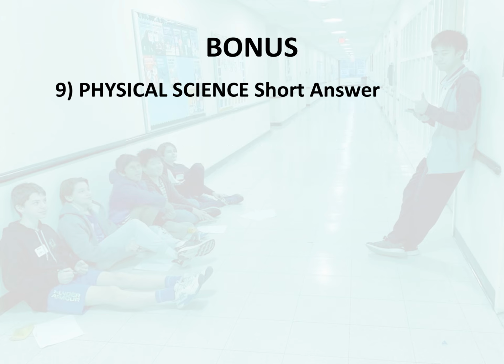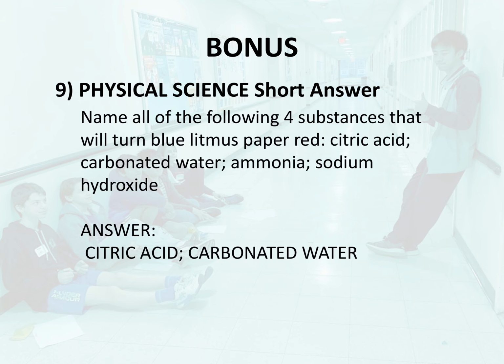Bonus 9. Physical science. Short answer. Name all of the following 4 substances that will turn blue litmus paper red: citric acid, carbonated water, ammonia, sodium hydroxide. Answer. Citric acid, carbonated water.